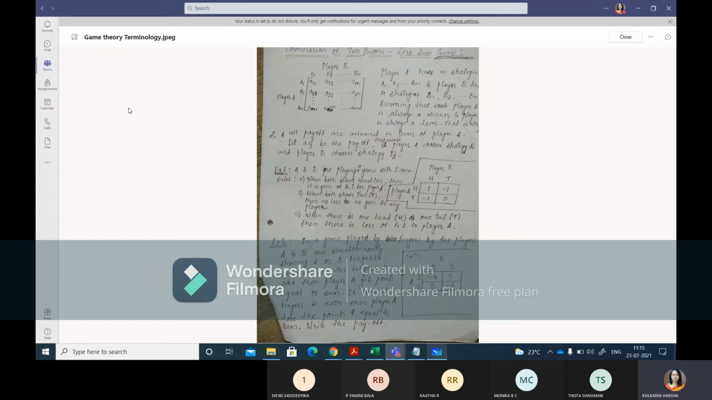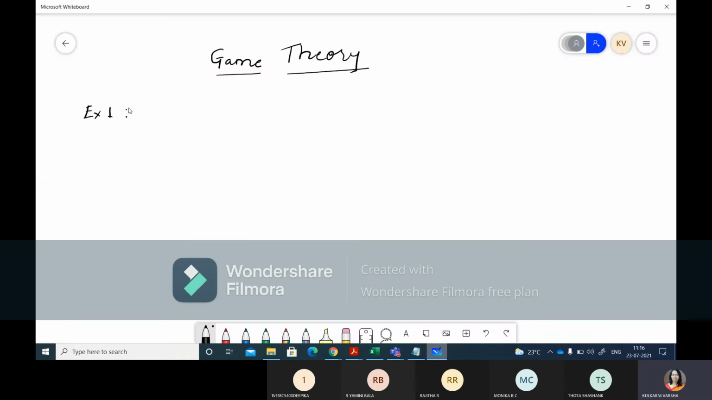When both the players show the tail, then there is no loss, no gain to any of the players. So when tail comes for both the players, then there is no loss, no gain. And when there is one head and one tail, then there is a loss of 1 rupee to player A. Okay, so this is the complete statement of that particular game, right?